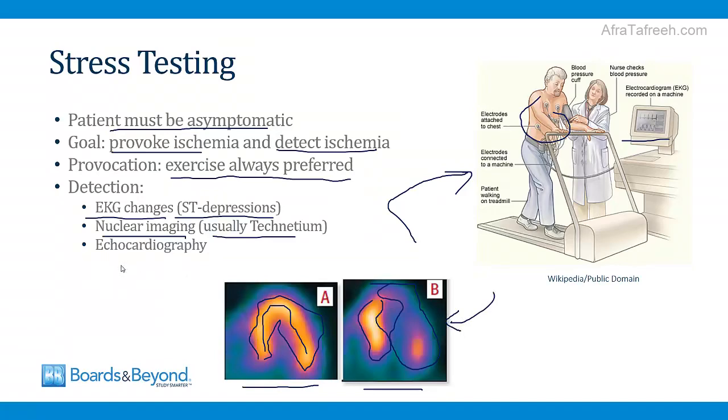Finally, you can also do what's known as a stress echocardiogram. In this test, you look at the contractility of the left ventricle at rest and at stress. If a particular wall of the left ventricle becomes ischemic with exercise, it will contract less vigorously. This is called hypokinesis, and you can see this on the echocardiogram.